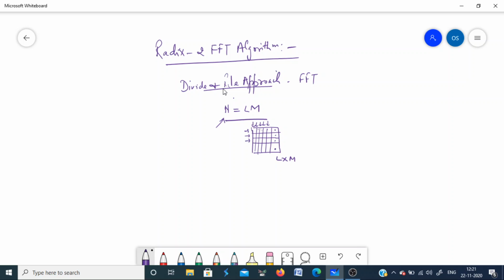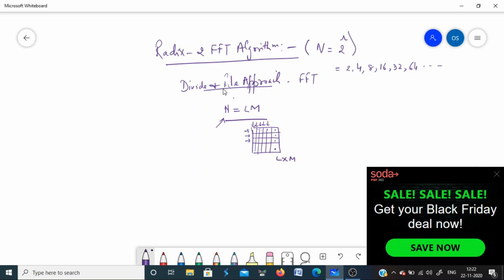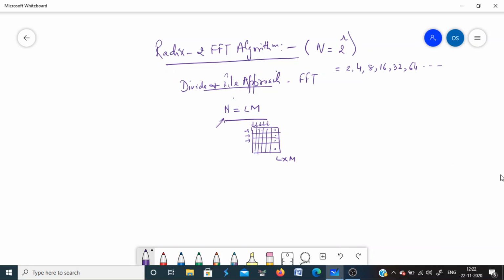Then we discussed that when N can be expressed in powers of 2 only, N is equal to 2 raised to power r, that means it can be 2, 4, 8, 16, 32, 64 and so on. In that case you can develop a more computationally efficient algorithm which is called the Radix-2 FFT algorithm.